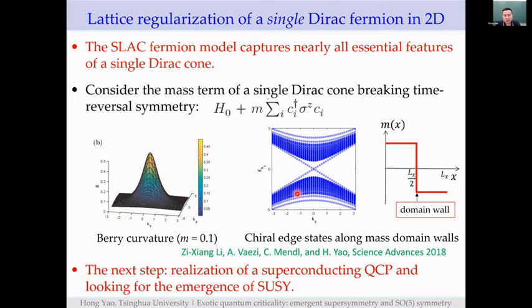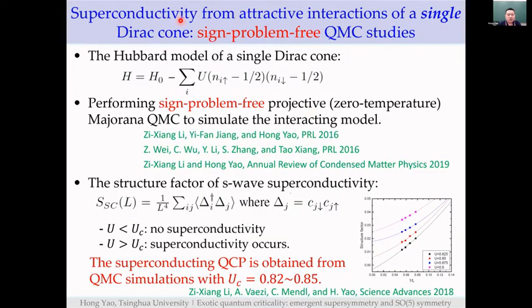So this single Dirac cone model is good for our purpose. The next step is to try to realize a superconducting quantum critical point and test whether SUSY emerges at the quantum critical point. So we consider this interacting model. H naught is the SLAC fermion model, which has a single Dirac cone. On top of that, we consider attractive Hubbard U interaction.